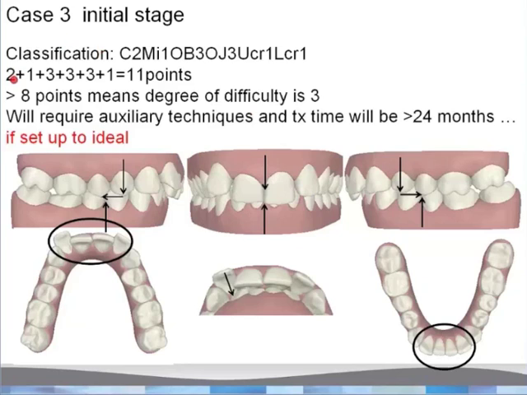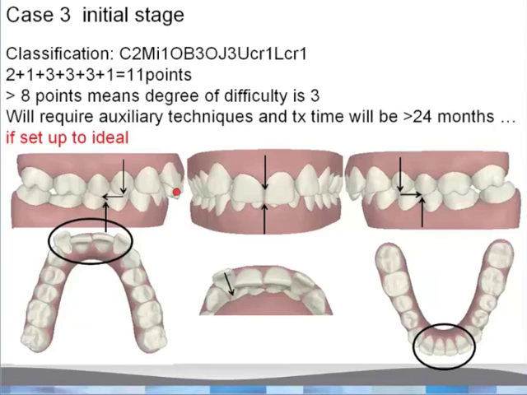So if we start adding up all the degrees of difficulty, you can see that we are class 2, which gives us 2 points right here, C2. Midlines are on, that's 1 point, C1. Overbite is 3. So in other words, we've got a very deep overbite. Part of that has to do with the upper central incisors being tipped in that position, but sometimes it's even how the bone develops, so it's important to know.